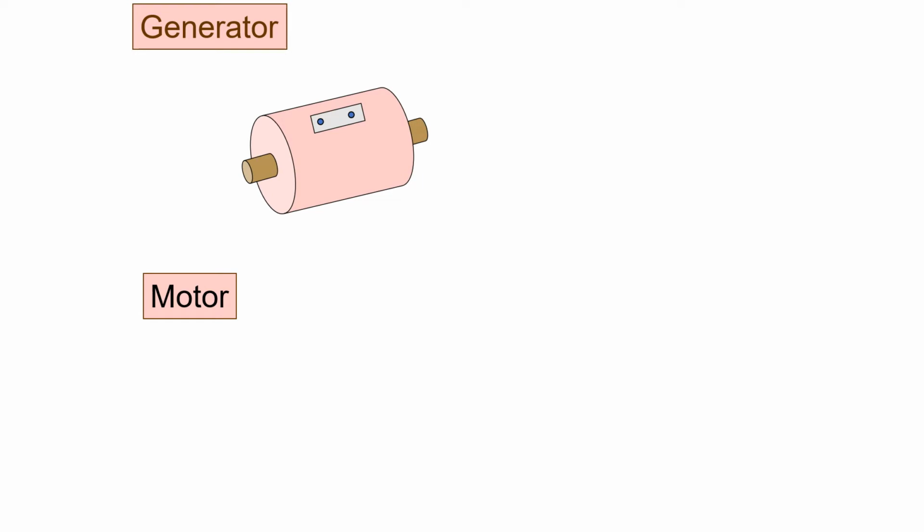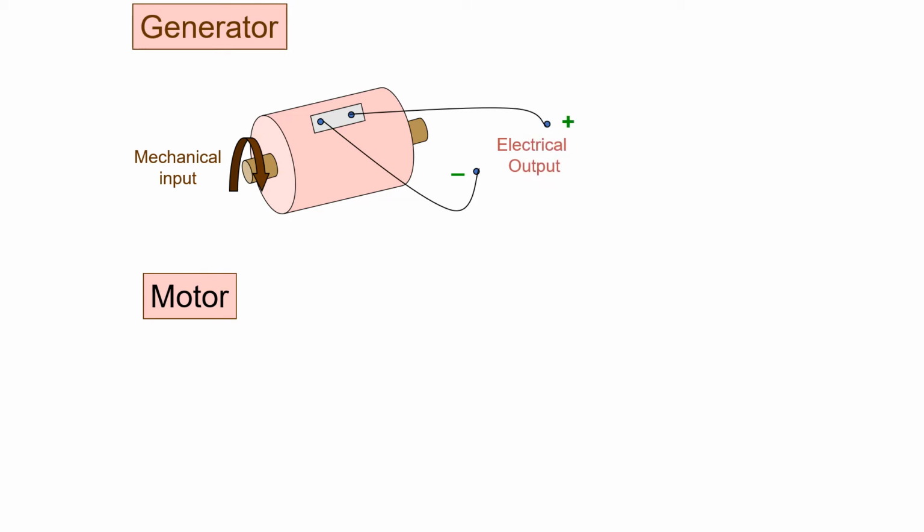Here we have a DC machine. We give mechanical input by rotating the shaft with a prime mover. From the machine terminals, we get the electrical output. In this case, mechanical energy is transformed into electrical energy.